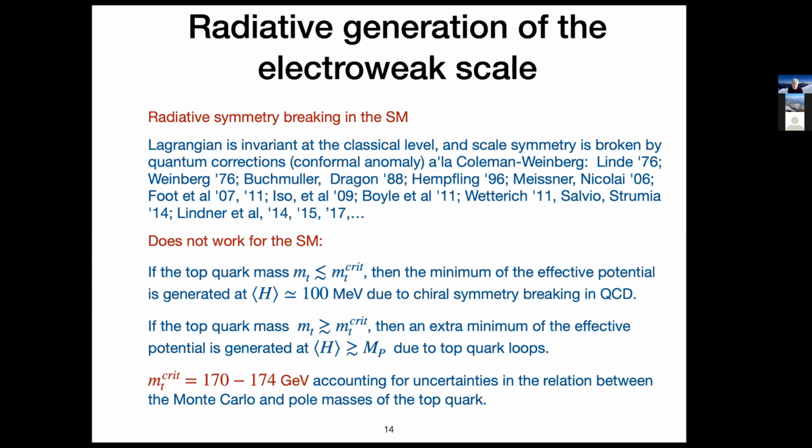So the situation is the following: if the top quark mass is smaller than some critical value, then the minimum of the effective potential for the Higgs field is generated at very small values of the Higgs field, about 100 MeV, due to chiral symmetry breaking in QCD. Now, if the top mass is greater than this critical value, then an extra minimum of the effective potential is generated at Higgs values which are greater than the Planck scale due to the top quark loops. So both situations are not acceptable from a phenomenological point of view, and therefore it doesn't work. And by the way, this critical top mass is very close to what is observed experimentally.